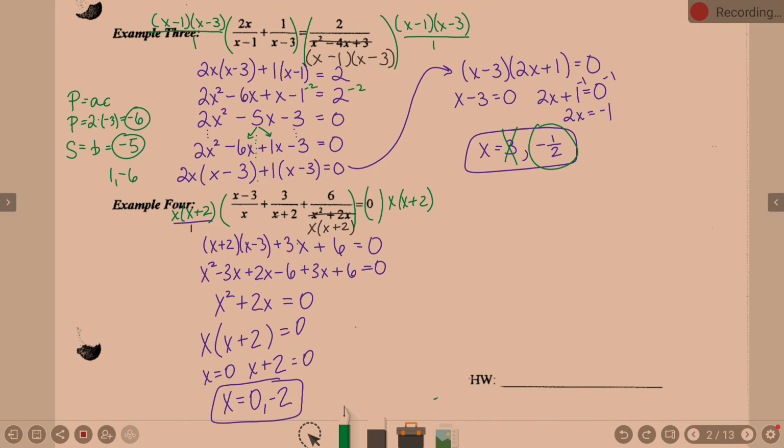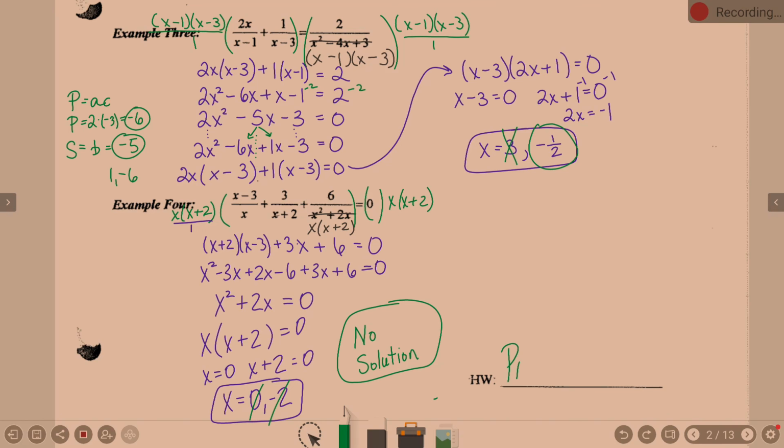And don't forget to check. What happens when we check? Oh, neither of them work. We had the denominator of x. That means x can't equal 0. We had a denominator of x plus 2. That means x can't be negative 2. If neither of them work, what's that mean? Our answer is no solution. And that does happen sometimes. Okay? To be honest, off the top of my head, I can't remember if it happens in your homework because I didn't look at the homework this morning, but okay.